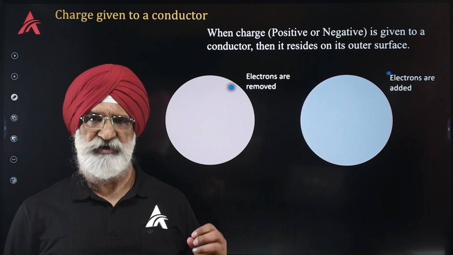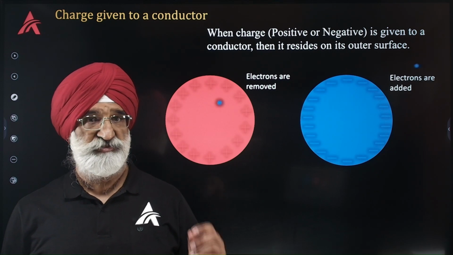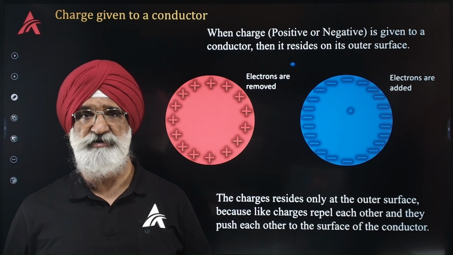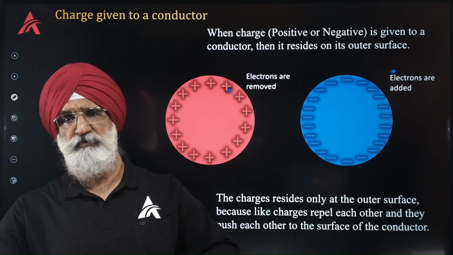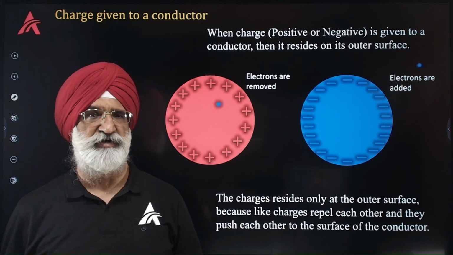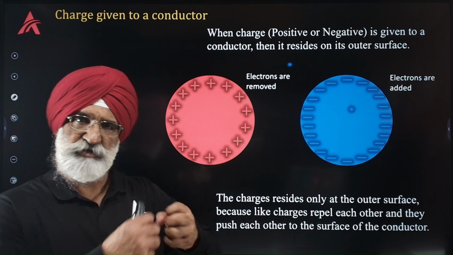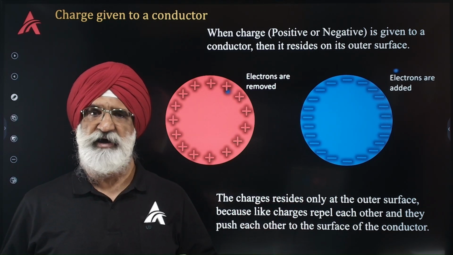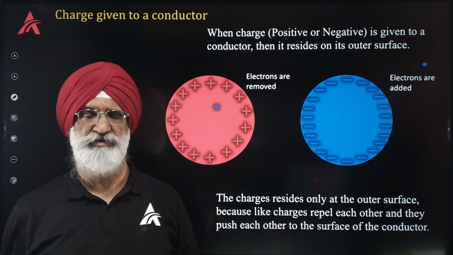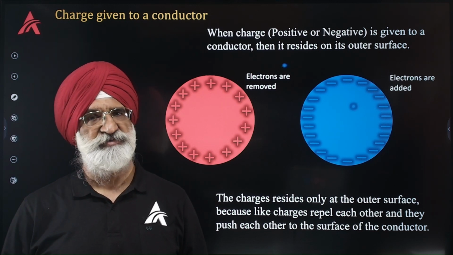When positive or negative charge is given to a solid or hollow conductor, then this charge resides on its surface. Since like charges repel each other, all these charges will try to go away from each other and hence they will reside at the surface of the conductor. Even if you keep the charges at the center of the conductor, even then they will repel away and go to the surface. In any case, whatever be the shape of the conductor, if it is charged, it will have charges on its surface.